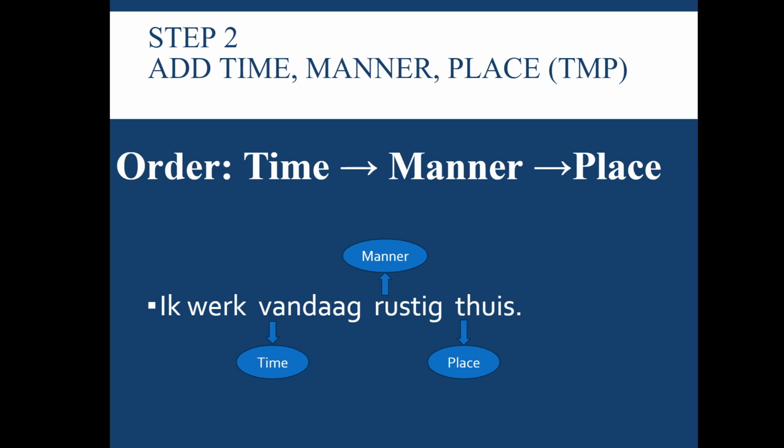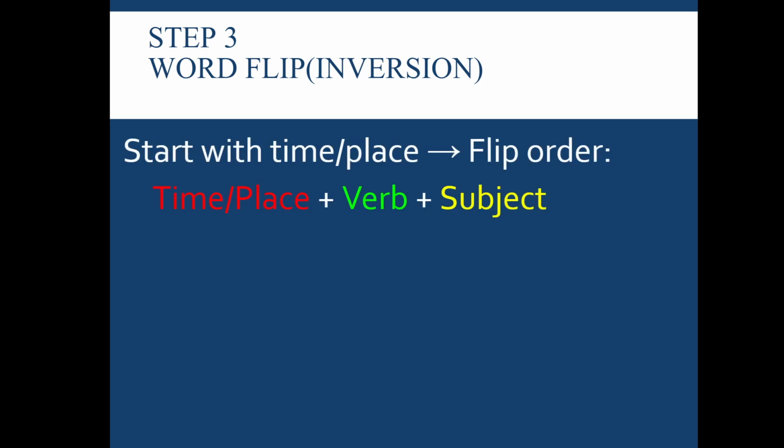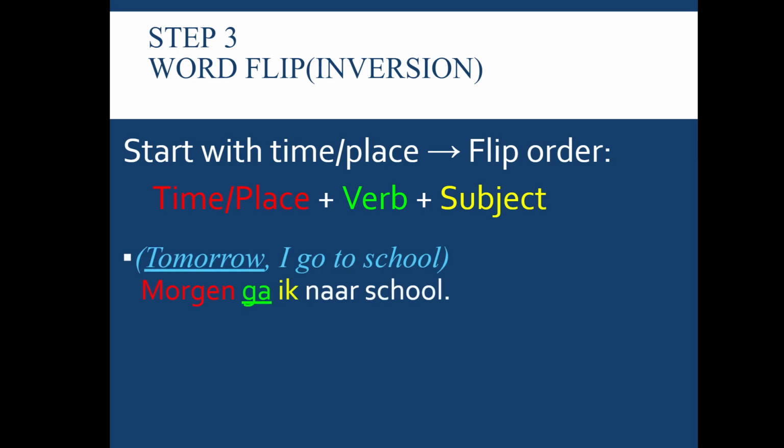Now, what happens when you start your sentence with time or place? Then the word order changes. You flip it. The verb comes before the subject. For example, tomorrow I go to school. In Dutch, morgen ga ik naar school.